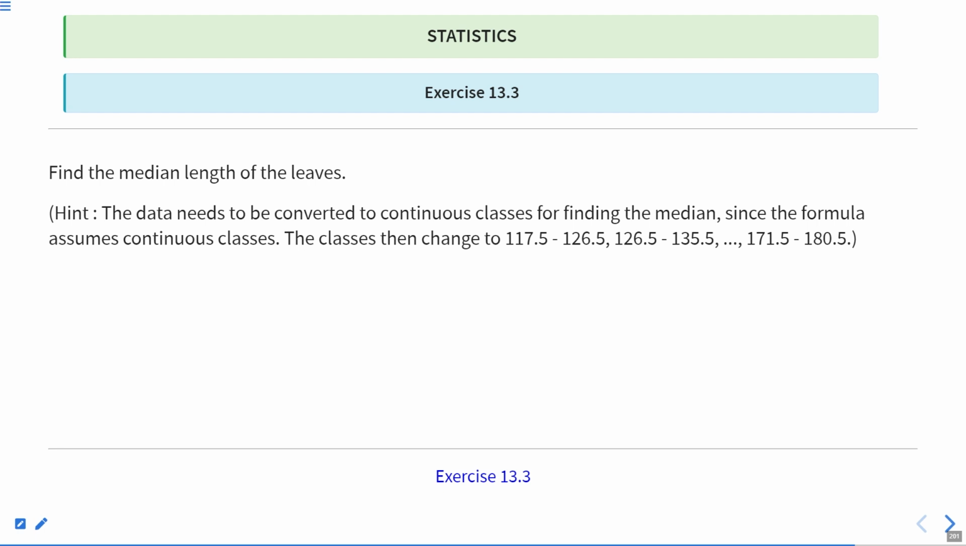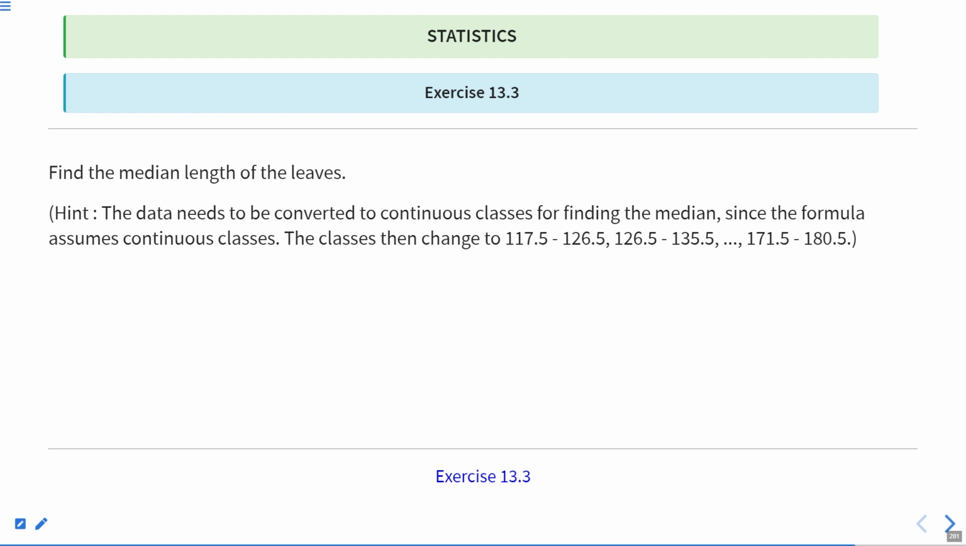Here we have a hint: the data needs to be converted to continuous classes for finding the median. In this table the given data is not continuous, which is why we need to convert it to continuous classes for finding the median.